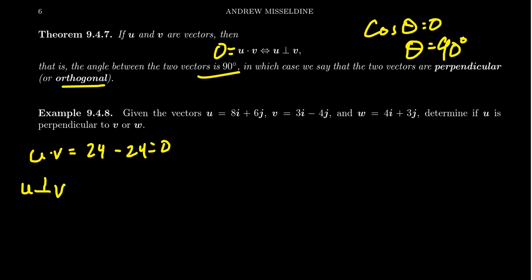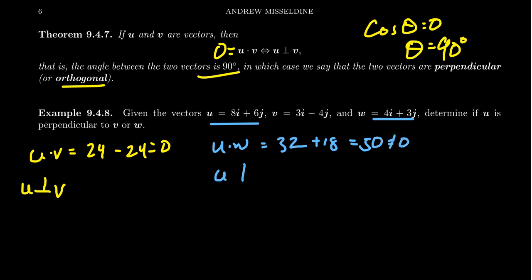That's super nice. What about u and w? So u is still (8, 6), and then w is (4, 3). If you take u dot w, you end up with 8 times 4, which is 32, and then you get 6 times 3, which is 18. Admittedly, there's no way that's going to be 0, but sure enough, it adds up to be 50. It's not 0, which means that u is not perpendicular to w, like so.